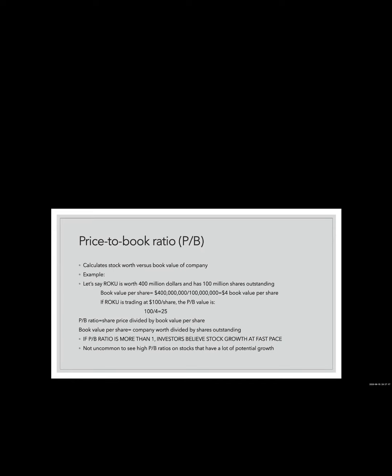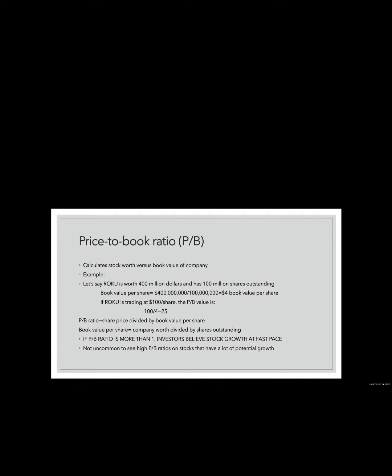So you take the $100, the price it's currently trading at, and you divide that by the book value per share, and you got the book value per share by dividing the worth of the company by the shares outstanding. So you take the 100 divided by the 4, and you get 25, and that would be your price to book ratio. PB ratio is share price divided by book value per share. Book value per share is company worth divided by shares outstanding.